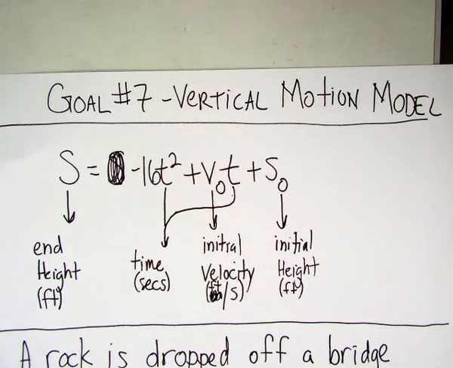Hi everybody. Today in this goal we're going to be working on goal number 7, which is dealing with the vertical motion model. There's different varieties of the model depending on if you're doing meters per second or feet per second. For the problems we're going to be dealing with, we're going to be talking about when there's feet per second.